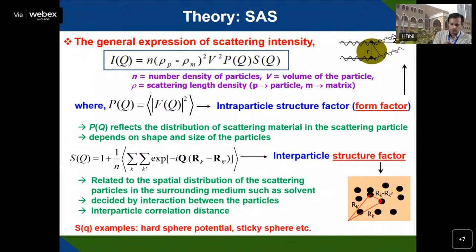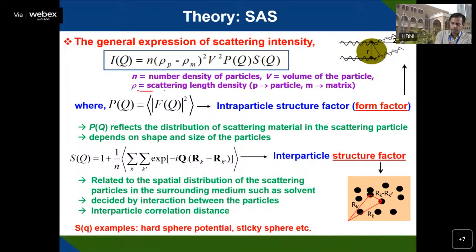To get better information. So in general, you see that the scattering intensity I(Q) is expressed in terms of n, the number density of particles, times ρ, the scattering length density, times V, the volume of the particle, V squared, times P(Q) and S(Q). So P(Q) and S(Q) are the two factors here.